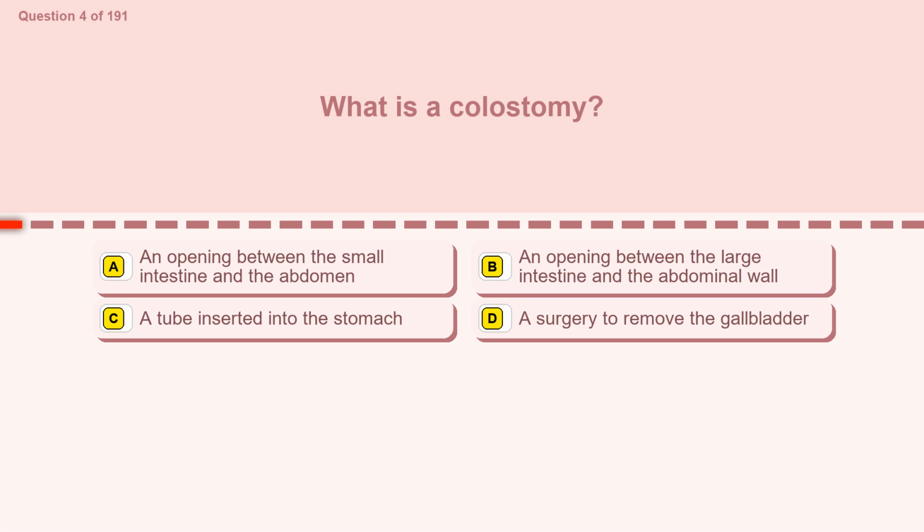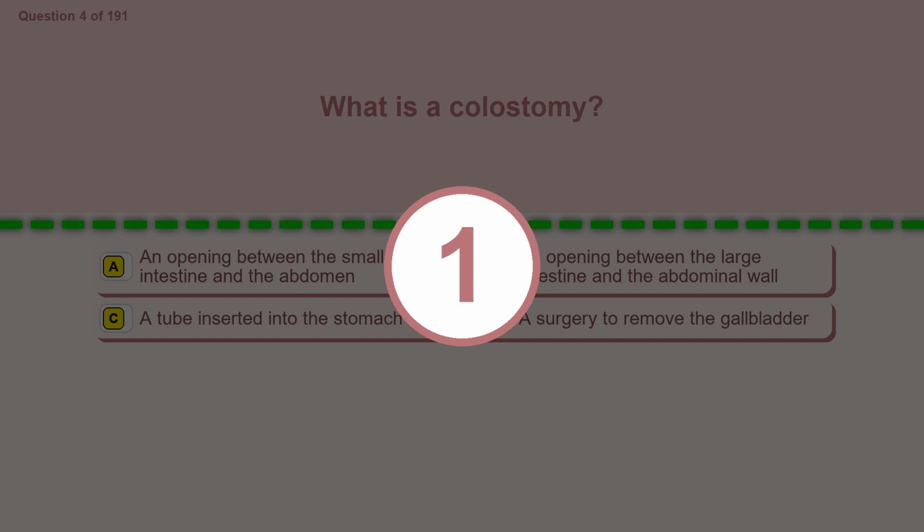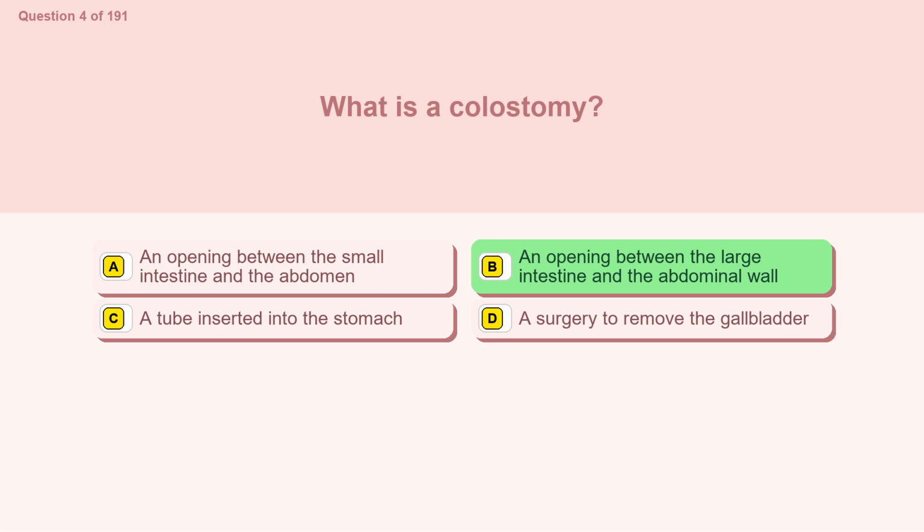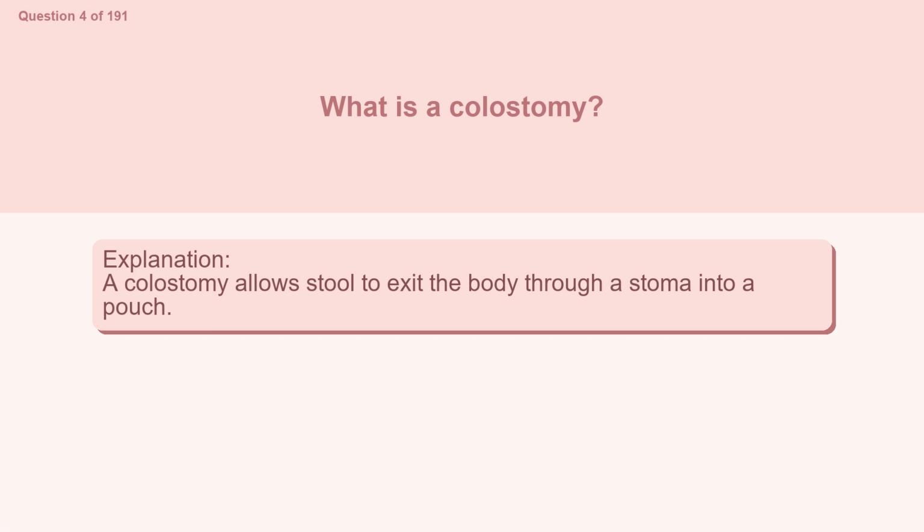Question 4. What is a colostomy? Option A. An opening between the small intestine and the abdomen. Option B. An opening between the large intestine and the abdominal wall. Option C. A tube inserted into the stomach. Option D. A surgery to remove the gallbladder. The correct answer is option B. An opening between the large intestine and the abdominal wall. A colostomy allows stool to exit the body through a stoma into a pouch.